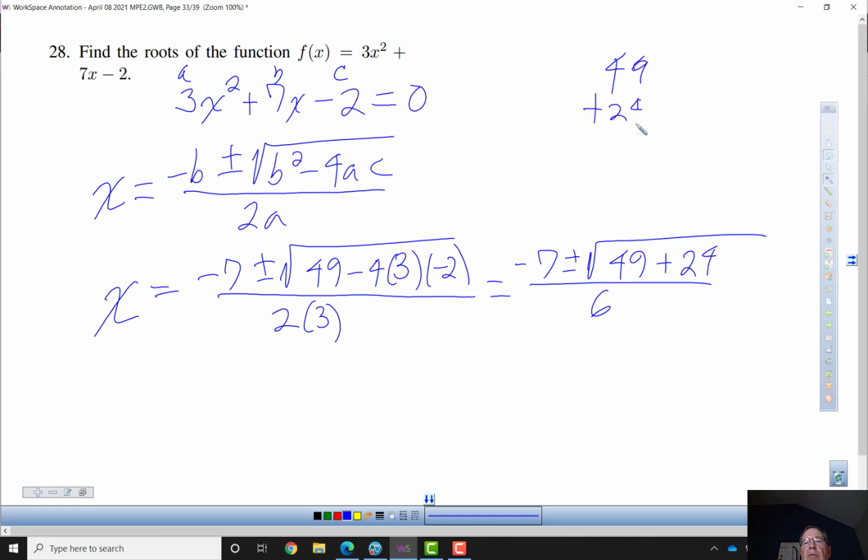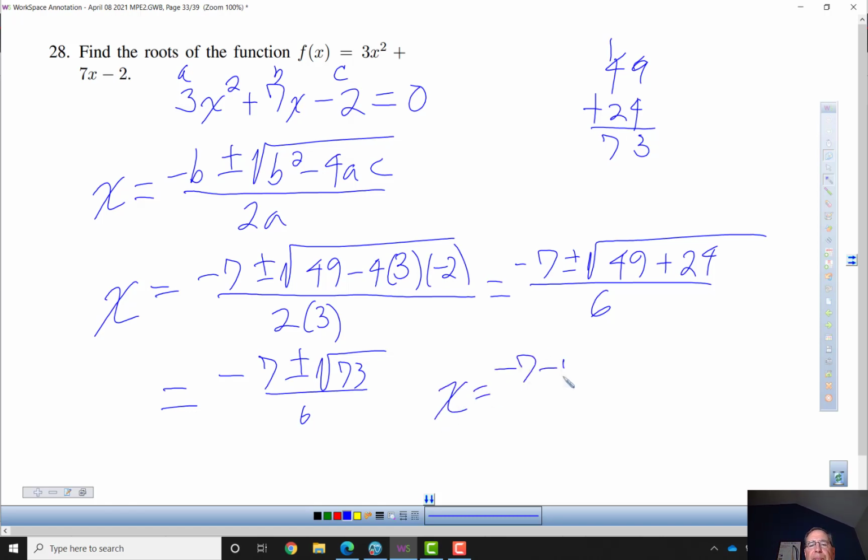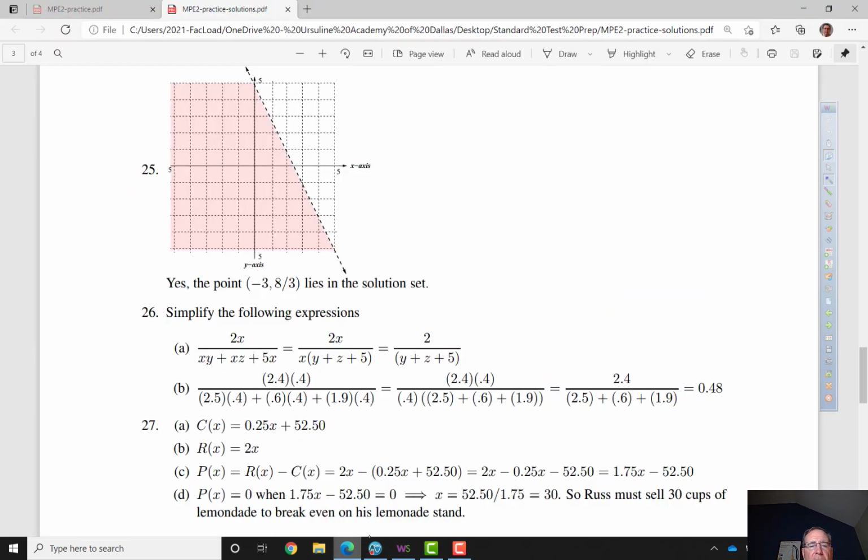49 plus 24. So that's going to be 73. So my final answer is going to be negative 7 plus or minus the square root of 73 all over 6. Or if they want two separate answers, x equals negative 7 minus the square root of 73 over 6, or x equals negative 7 plus the square root of 73 all over 6. And we'll go check the answer.